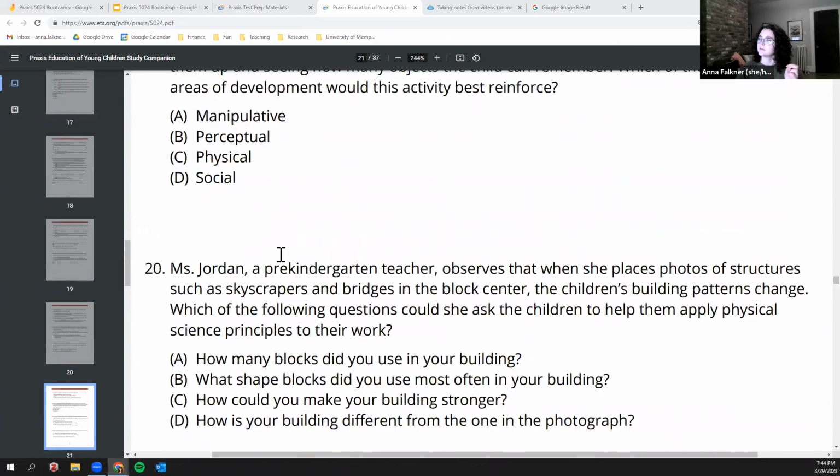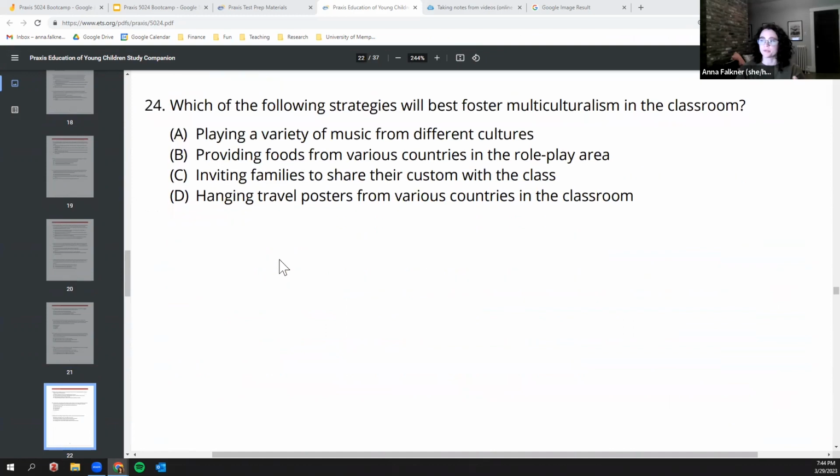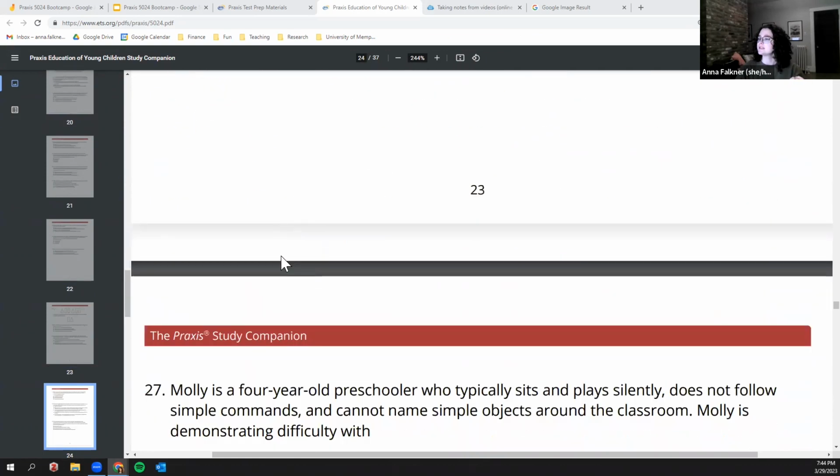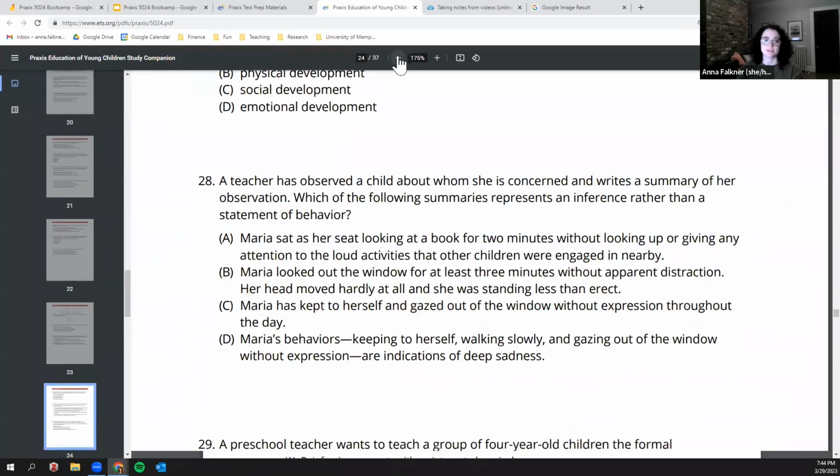Have a little battle. Award Cheetos to the person who gets it right. I don't know why we're awarding Cheetos. I'm just hungry, I guess.